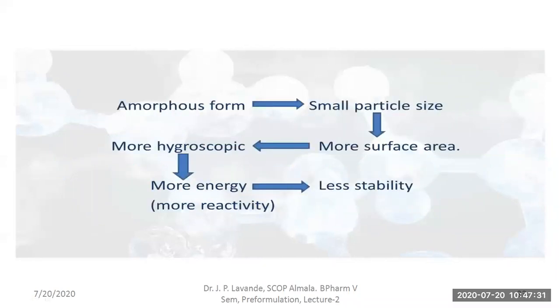Now here you can see that the amorphous form will remain in a small particle size, the size is less. When the particle size is less, there is more surface area. When there is a higher surface area, the amorphous form becomes more hygroscopic. Because of the smaller particle size, they will have more energy and more reactivity, so they will get easily attacked by the water and they become less stable.